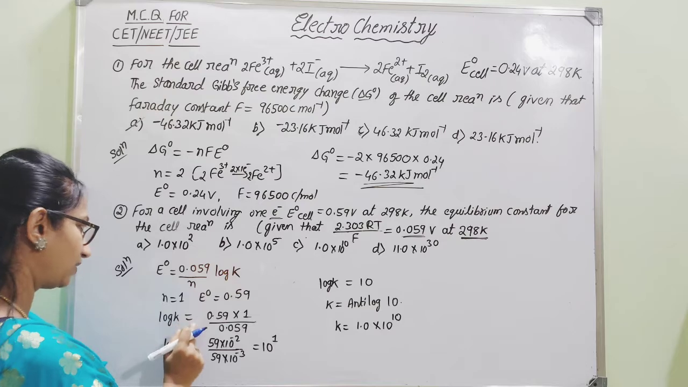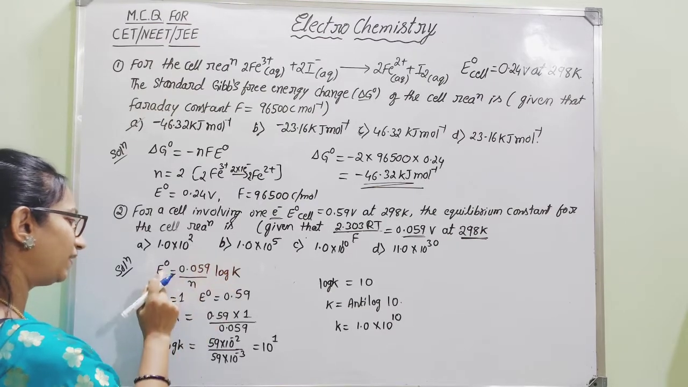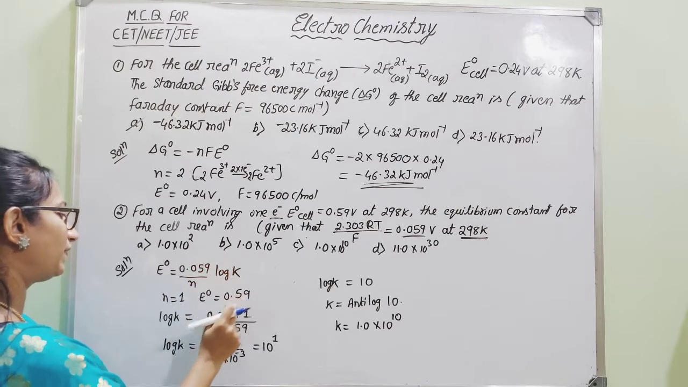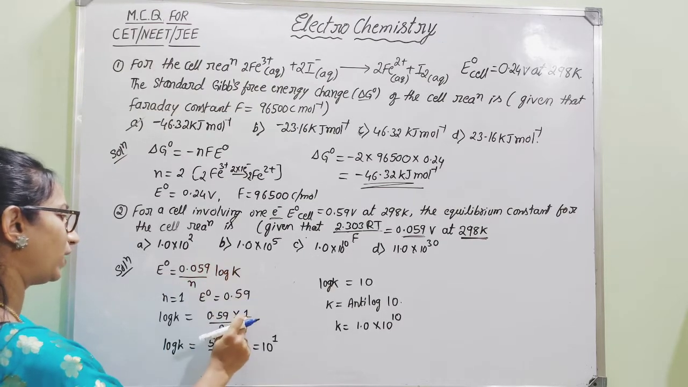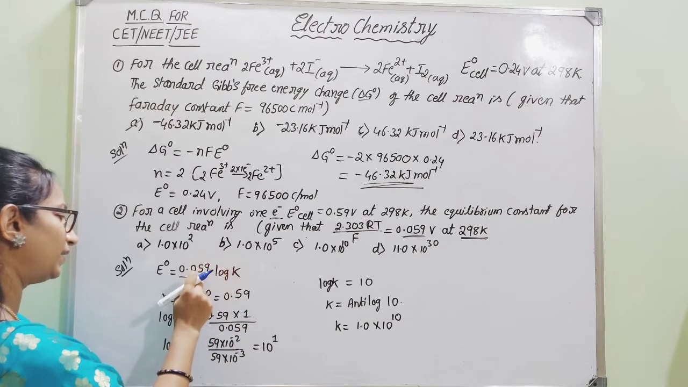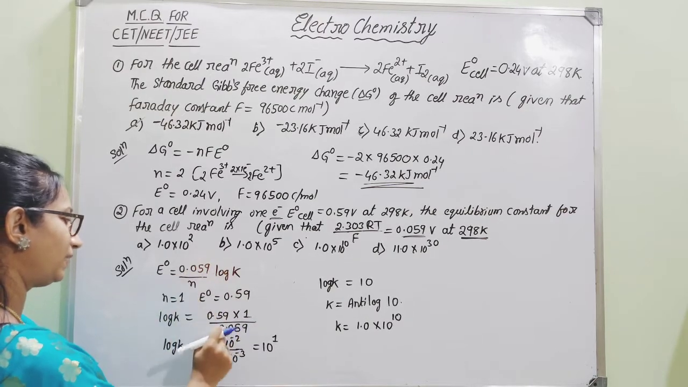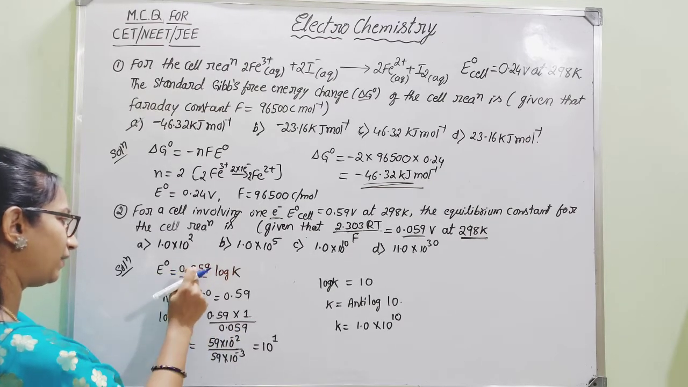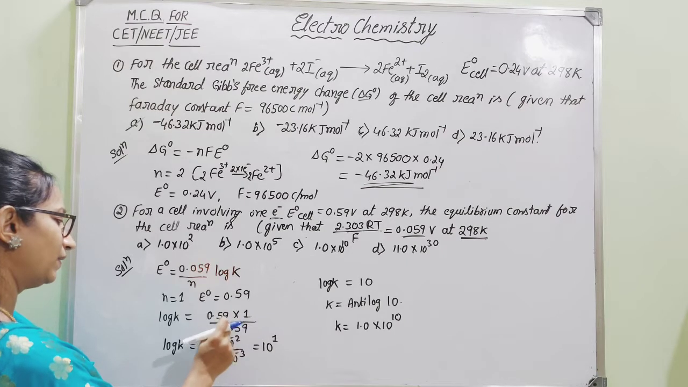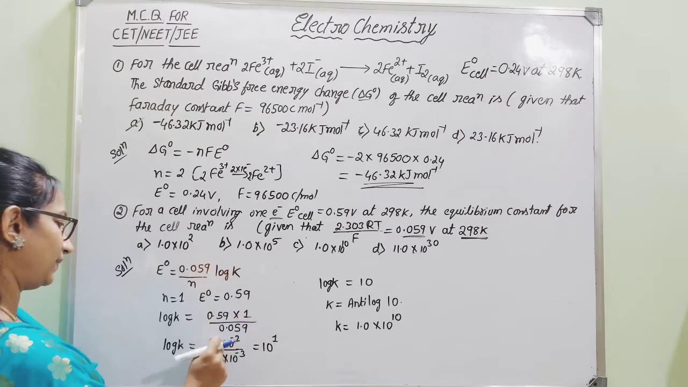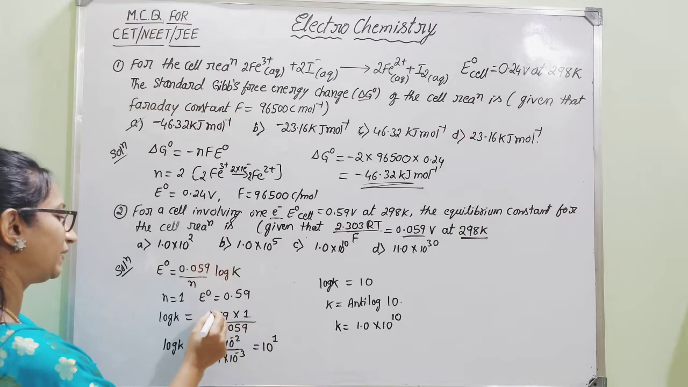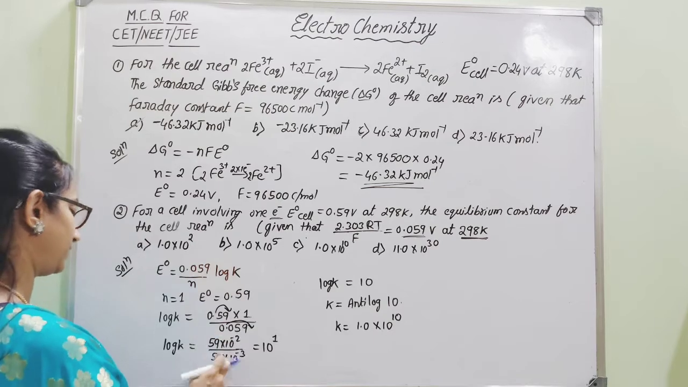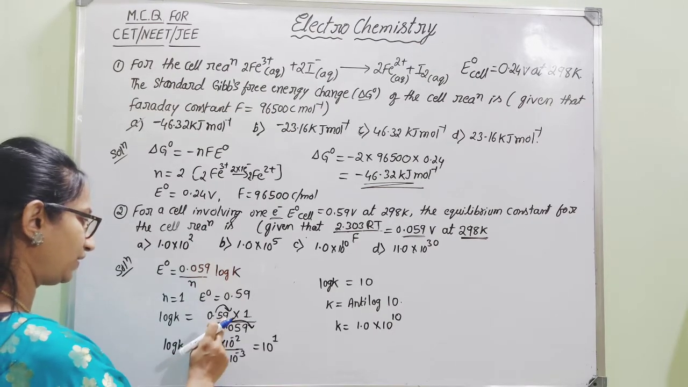So log K is equal to E naught into n, that is, we cross multiply the E naught value 0.59 into n value 1, divided by 0.059, which comes to the denominator. That is, log K is equal to E naught n divided by 0.059. By substituting this, we can simply shift the point after 9 here, and also here. What you will get is log K is equal to 59.